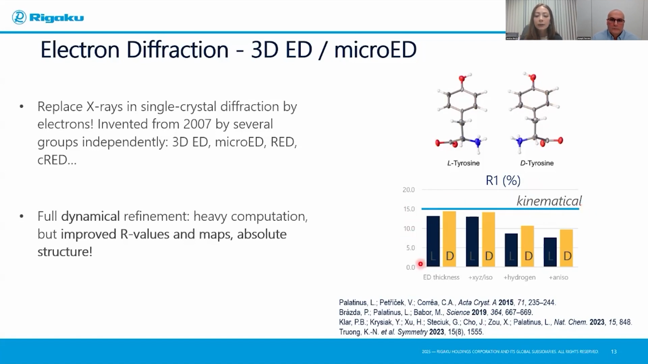As we start to add more parameters into our dynamical refinement, we can not only improve the R1 value to something that's a little bit closer to that of single crystal X-ray diffraction, but we can also differentiate between the two enantiomers using a z-score.